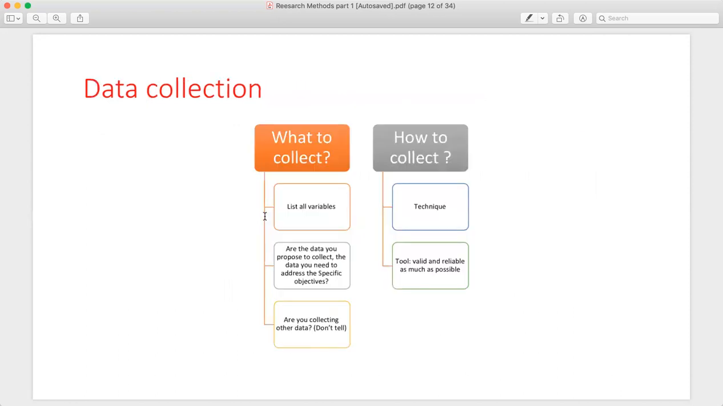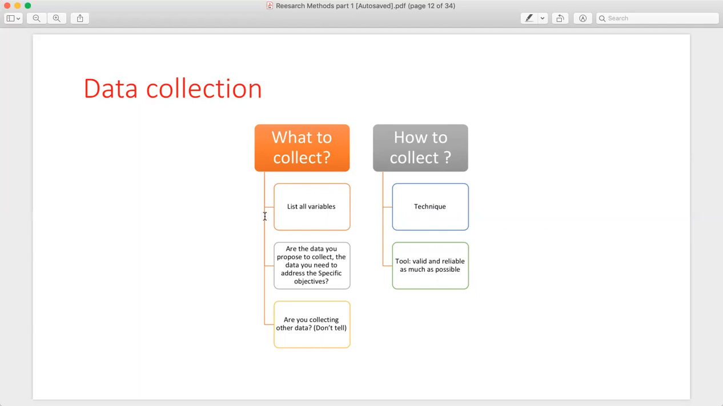So now we move to data collection. In the data collection, think about what you collect and how to collect that. So list all the variables that you are going to collect in your study. And are the data you propose to collect the data you need to address the specific objective? So think very carefully about that.